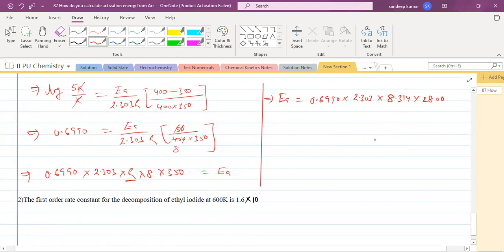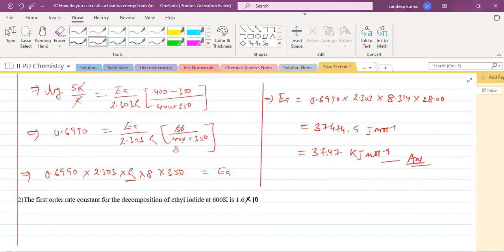Okay, upon solving, we'll get the value of EA as 37474.5 joule per mole. If you want to write in kilojoule per mole, you divide by 1000, and you get 37.47 kilojoule per mole. This is the activation energy. Am I clear? Okay.